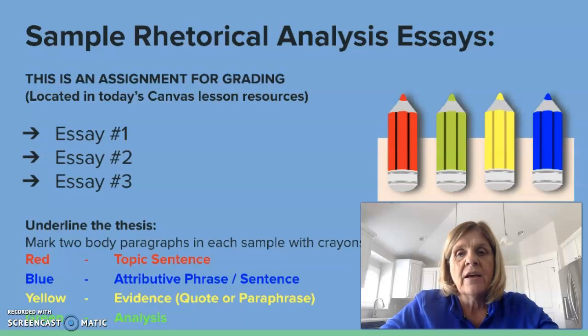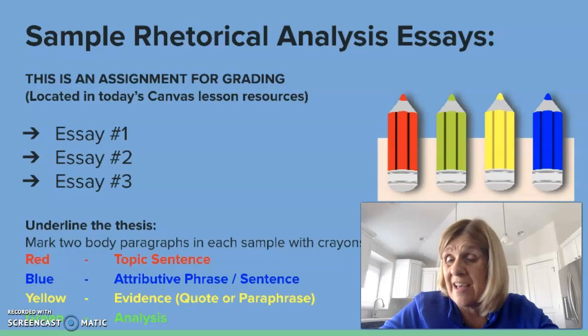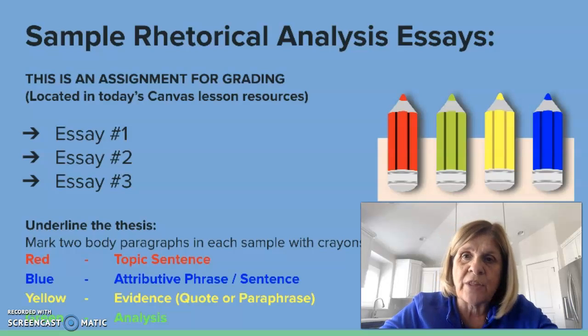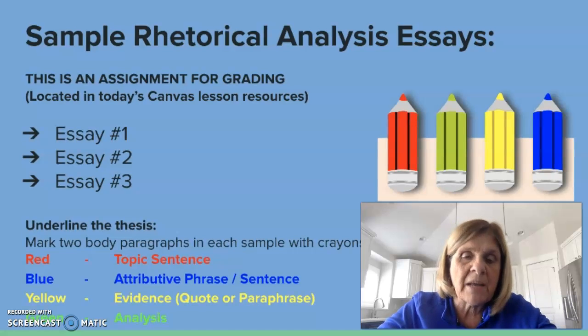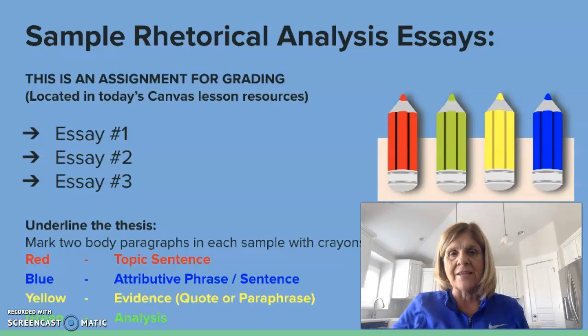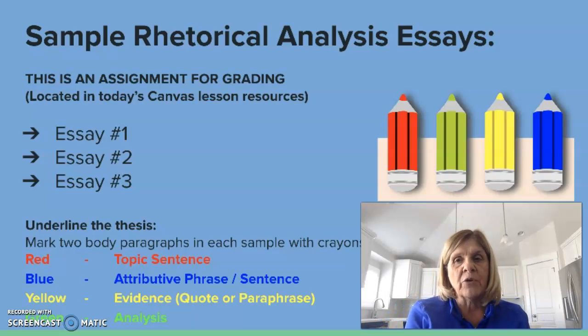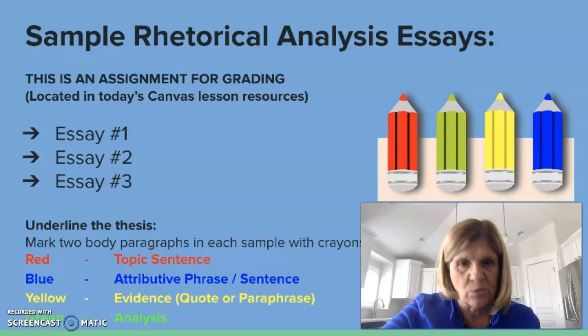Then with your yellow crayon, I want you to look at the evidence that has been added from the original text and see whether or not the student quoted or paraphrased the information. And then finally, I want you to use a green crayon to color the analytical part. If you do this for 2 body paragraphs for each of 3 essays, you'll get a good feel of how to build your analytical body paragraphs as well.